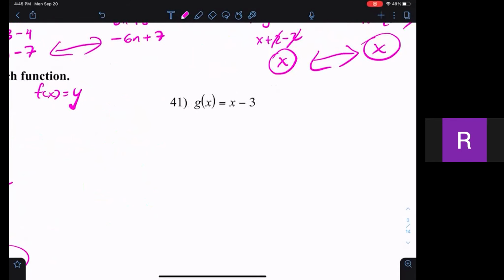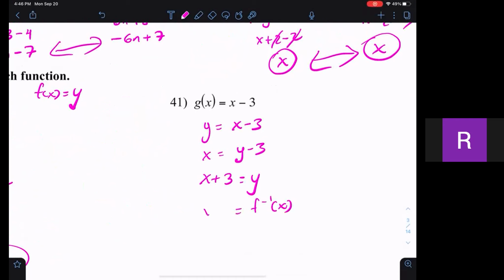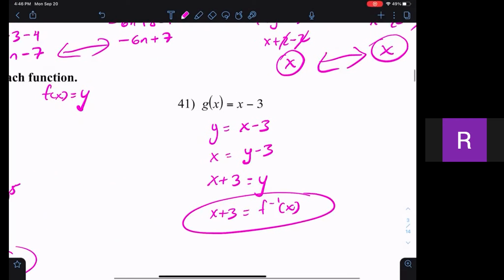So that's the answer. The same thing here. Well, this one is easy, right? It's supposed to be plus 3. Let's double check. So g, this is y equals x minus 3. Swap places, and that, right? You can tell that's the function inverse of that. Okay? Simple.